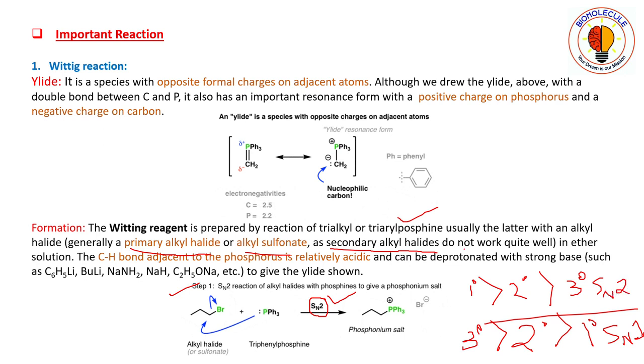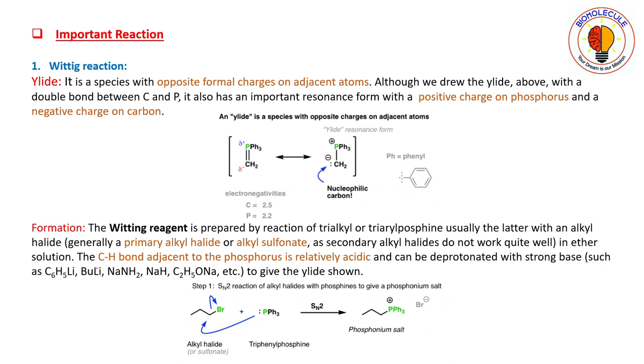Okay, so phosphorus with its lone pair of electrons will go and attack the electrophilic carbon, and the bromide ion will leave. Okay, so we get this phosphonium salt.